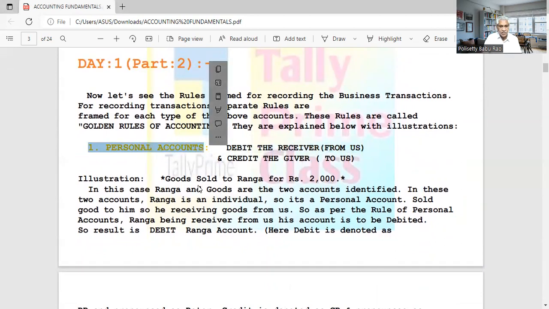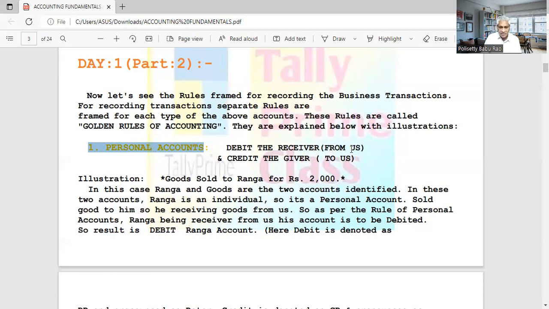First of all, the first one is the personal account. Personal account means persons, any organization, banks, etc. What will these persons, individuals, banks or organizations do? They may receive something from us or they may give something to us. Only these two, either receiving from us or giving to us. So in any transaction, if there is a personal account, we have to see whether that person or organization is receiving from us or giving to us. The rule is: debit the receiver from us and credit the giver to us.